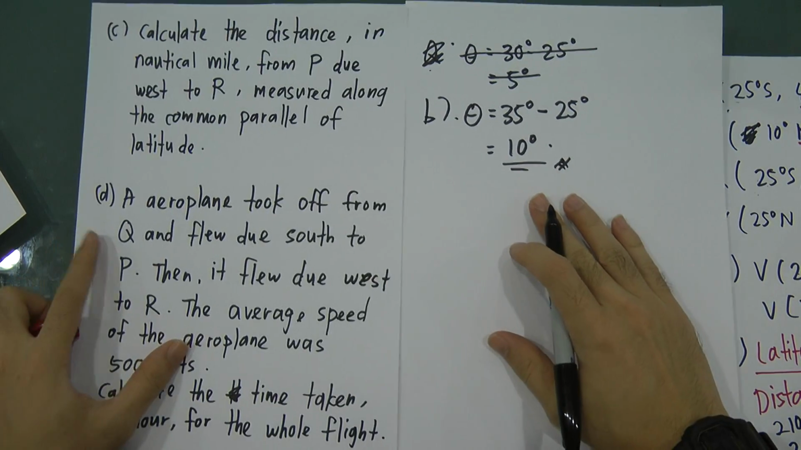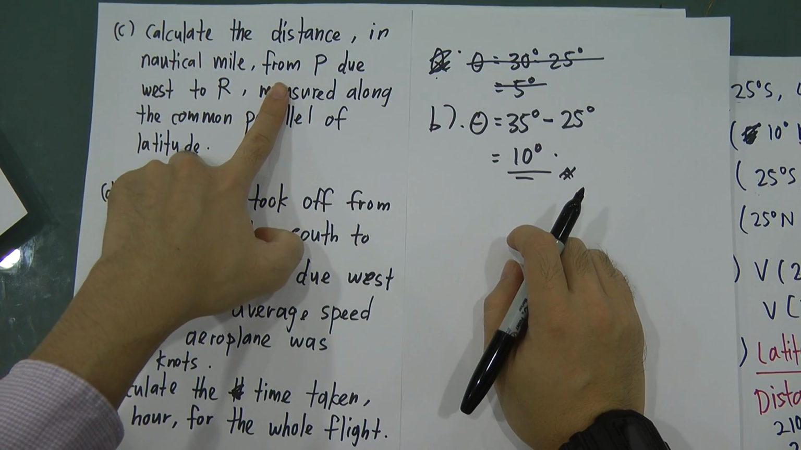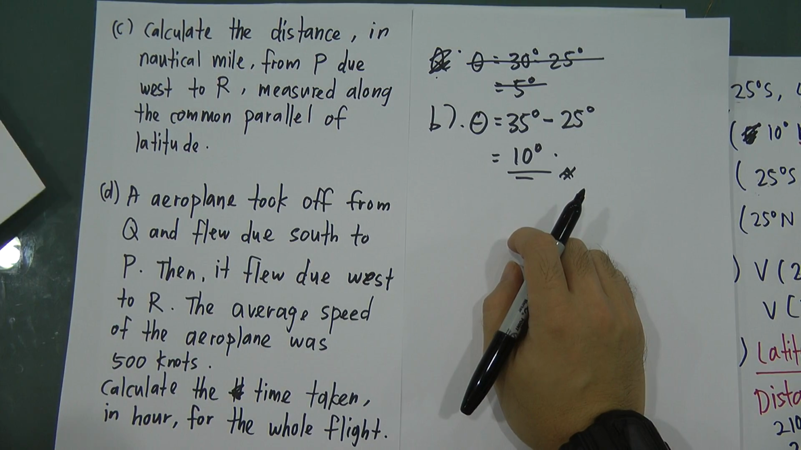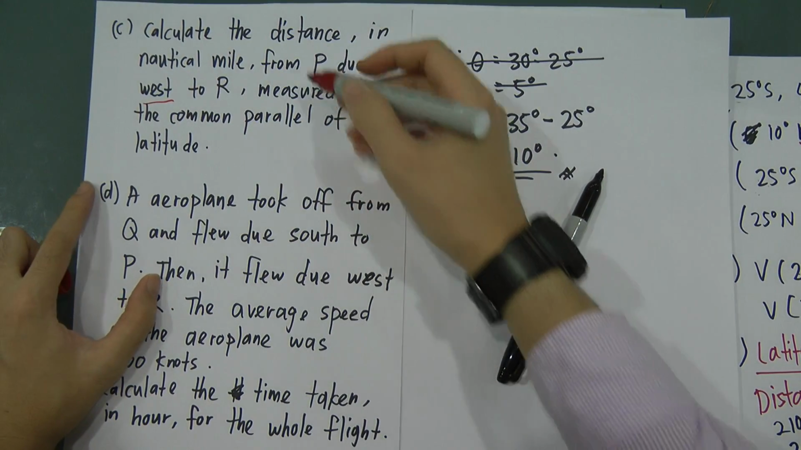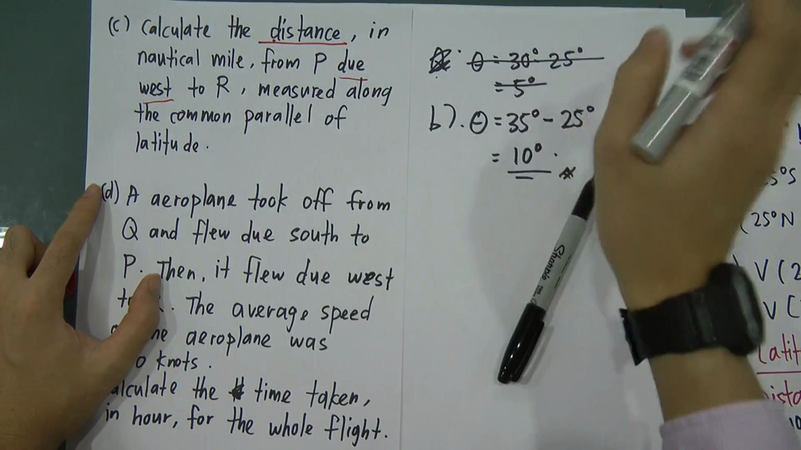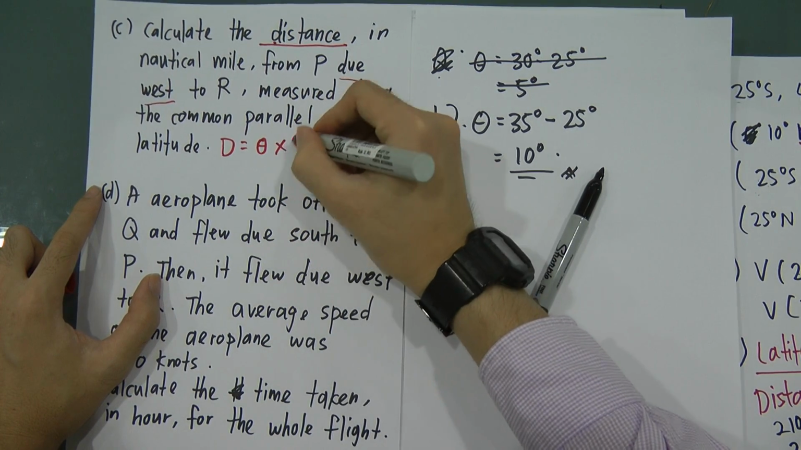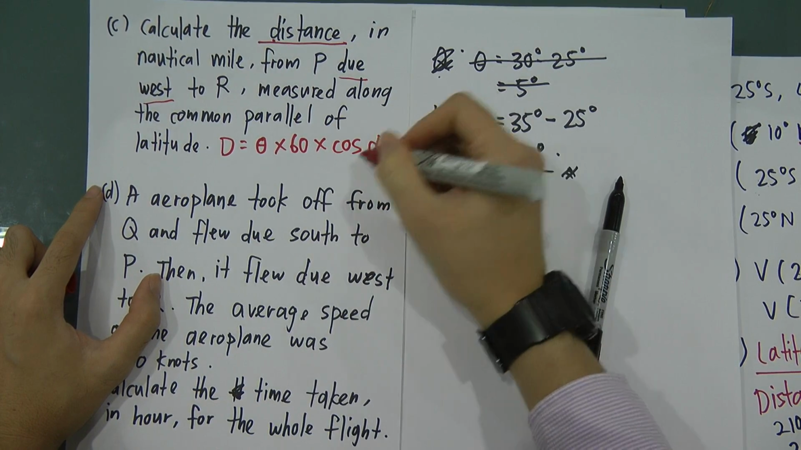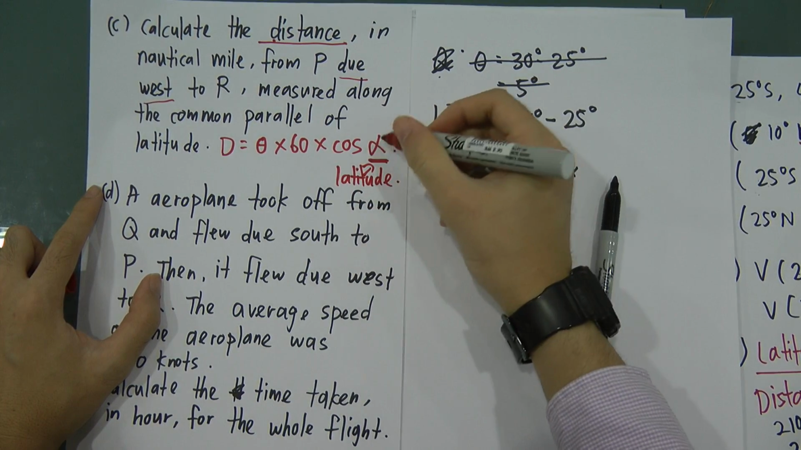Okay, what is section C1? It asks you to calculate the distance in nautical miles from P due west to R, measured along the common parallel of latitude. When you see the words due west or due east, and you want to find distance, it means they are moving along the longitude. So the formula for distance equals angle multiplied by 60 multiplied by cos alpha. However, alpha is the latitude both locations are located at.